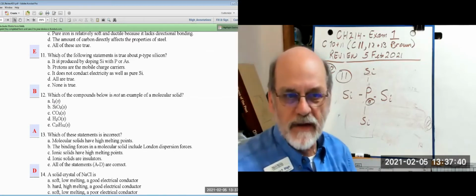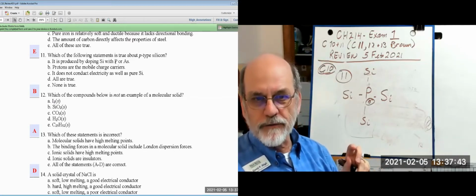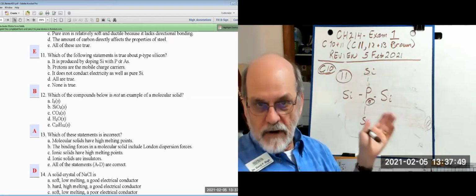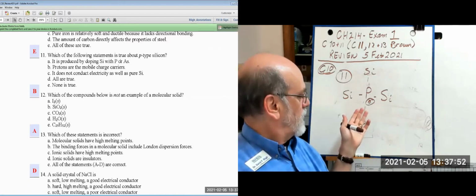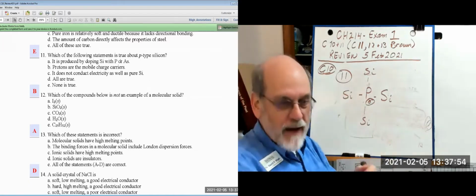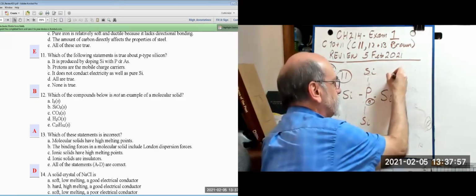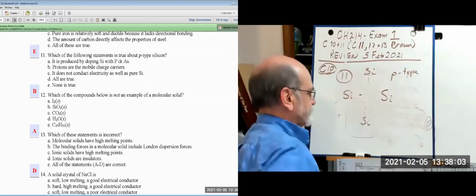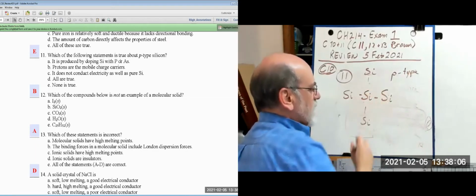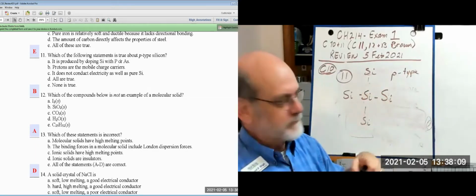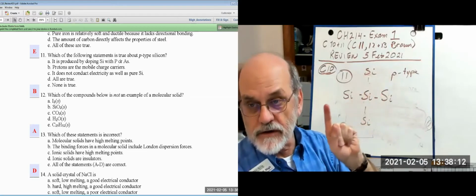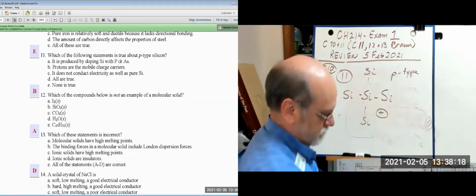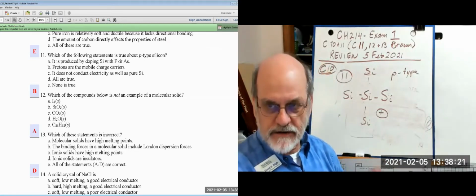So let's see how the statements run. It's produced by doping silicon with phosphorus or arsenic. That's true. Arsenic, well, I made a mistake. P-type silicon. That's wrong. My mistake. Let's start with pure silicon. Back up. P-type silicon means there's a positive charge that can be distributed. Often called a hole because it's missing an electron.